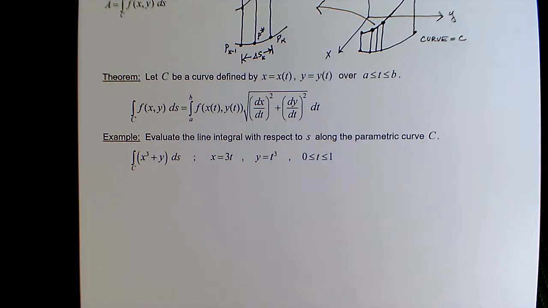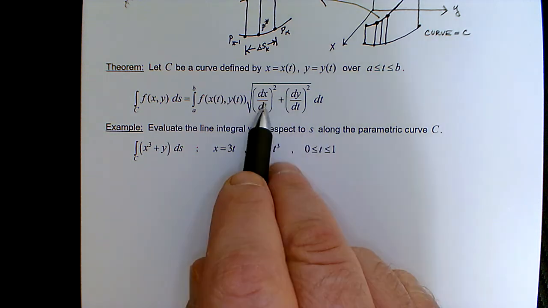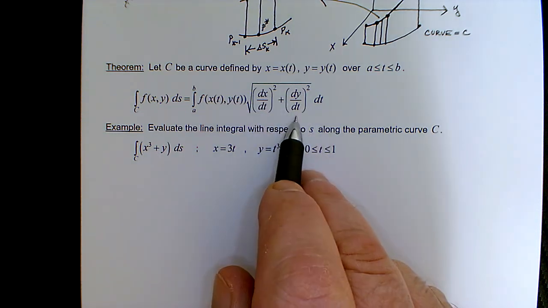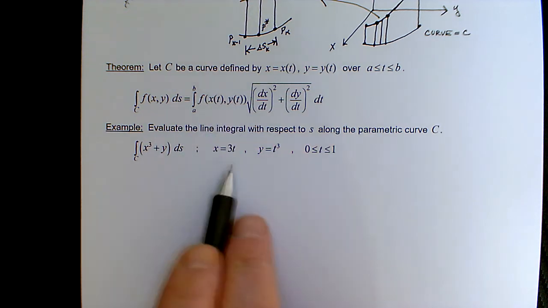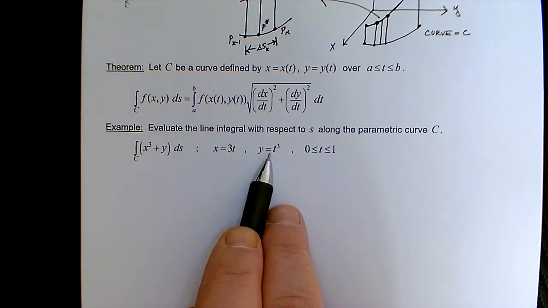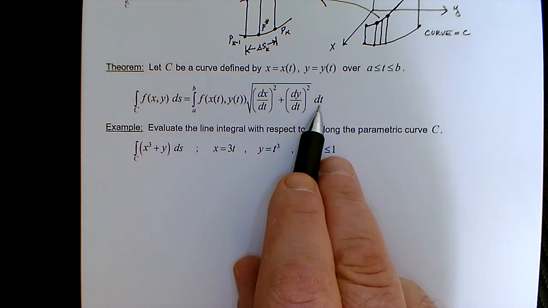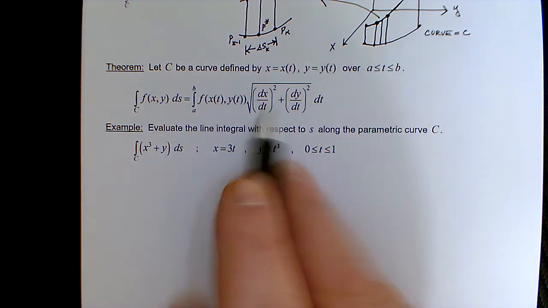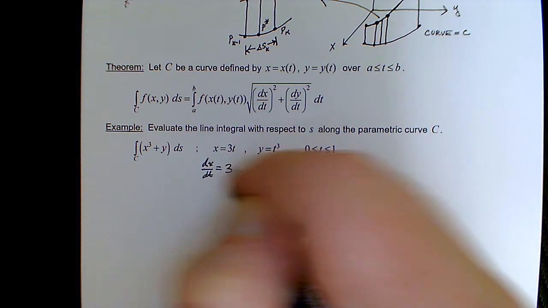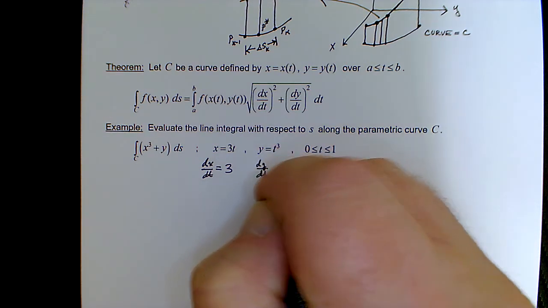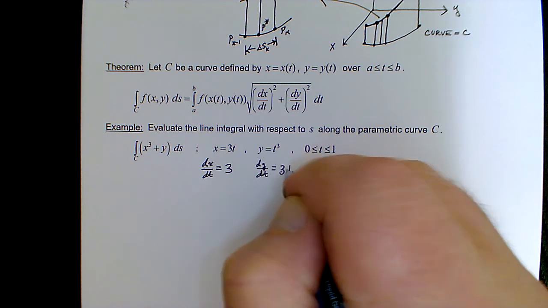So here's an example, and what we'll need to do to be able to use this formula is calculate dx/dt and dy/dt. Here's our function, x cubed plus y, where x and y are both functions of t. But we're going to have to substitute to be explicitly in terms of t, because t is the independent variable that we're integrating with respect to. So we need dx/dt, which is just the derivative of 3t, which is 3, and dy/dt is the derivative of y, which is 3t squared.